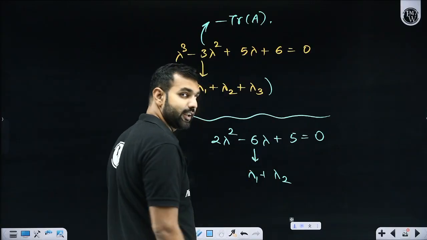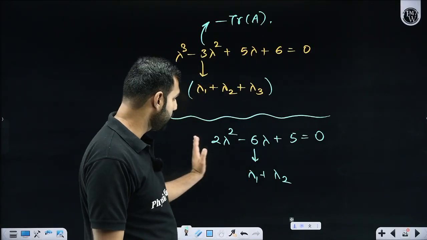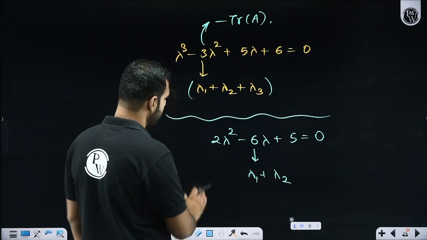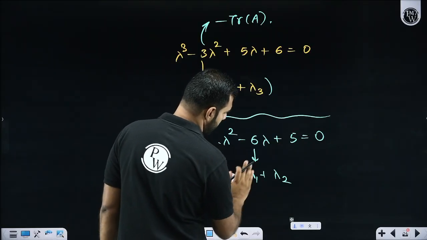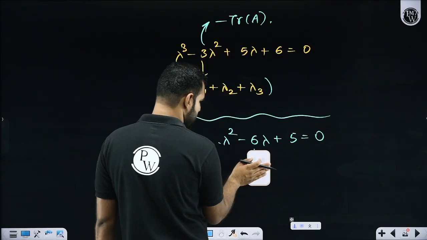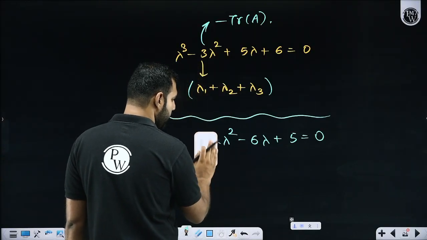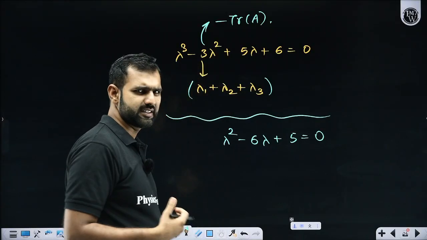But as per the short technique, what do we know? First of all, I have to divide it by 2 because I want to keep this coefficient 1 here. So if I divide it by 2, it will become what? Let me write this as the equation. So let's say the matrix polynomial of a 2 by 2 matrix is lambda square minus 6 lambda plus 5.